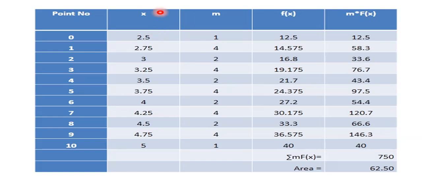These are values of x. So this column shows values of x. This is the multiplier column. Multiplier for first value is 1, last value is 1. The ith values have multiplier 4 and the jth values have multiplier 2. So these are values of f of x and these are values of m into f of x. Summation of all these values gives us this value, and this multiplied by h by 3 gives us the area under the curve, which is the same as in case of trapezoidal.